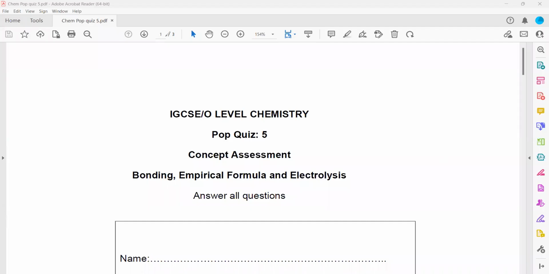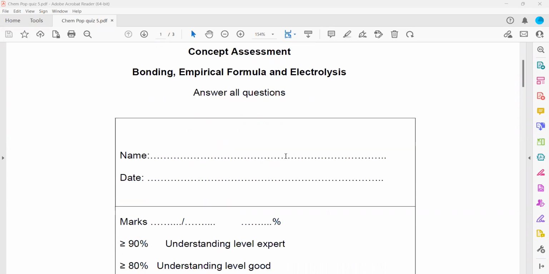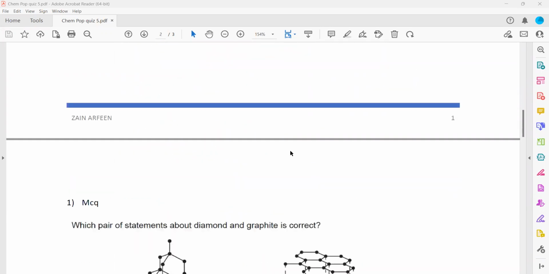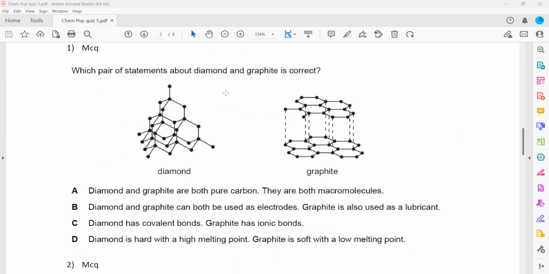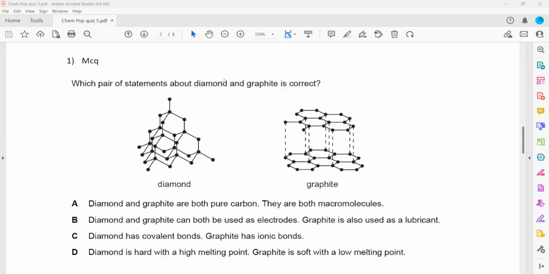So this was chemistry pop quiz 5, which was related to bonding, empirical formula, and the electrolysis tests. The first one is related to the structure of diamond and graphite. As you can see, the two structures, the left hand side is the structure of diamond, and on the right hand side is the structure of graphite.